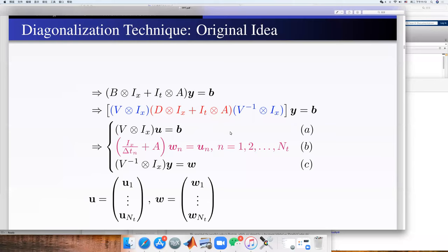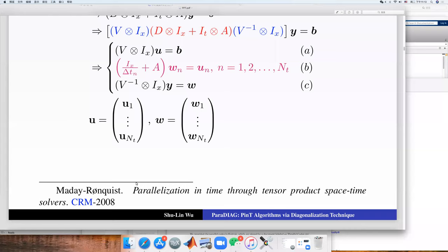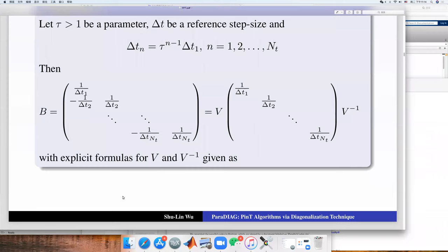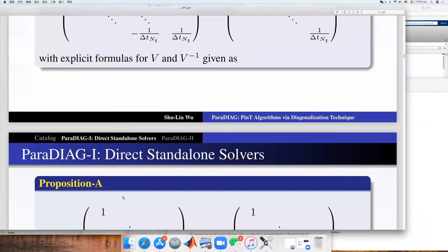We can choose the idea proposed in this paper, which is to use the geometrically increasing step size fixed as follows, and then the eigenvector matrix of the matrix B can be written down with explicit formulas. They are Toeplitz matrices with known elements. So for step A and step C of the diagonalization technique, we just need to do matrix and vector multiplications. For the second step, we can solve all those NT systems in parallel.